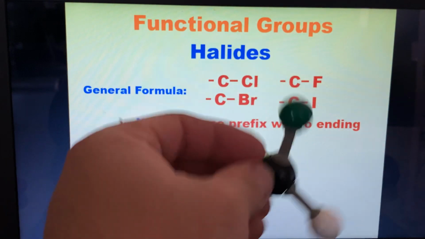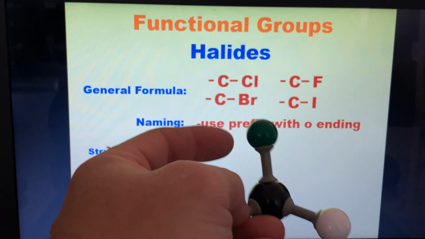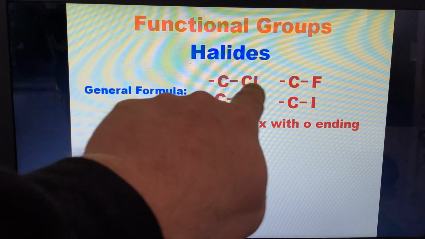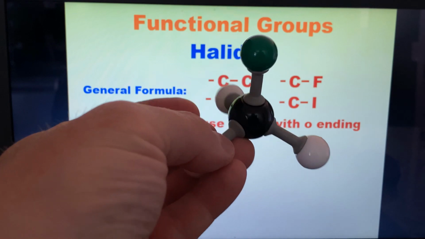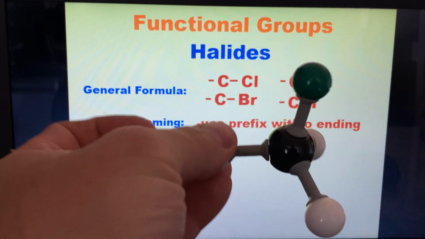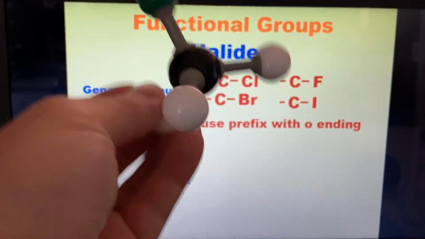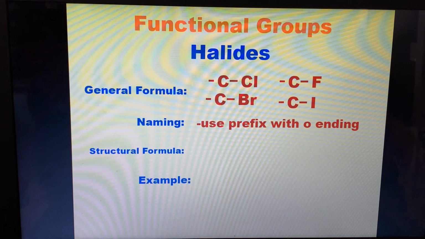Now because we've got a chlorine branch, we use a prefix ending with O, so chlorine would become chloro, and then we still have our base root name, which in this case is methane, so this would be chloromethane. We don't need a number to tell where the branch is because there's only one possible spot. So that's how you name these things.